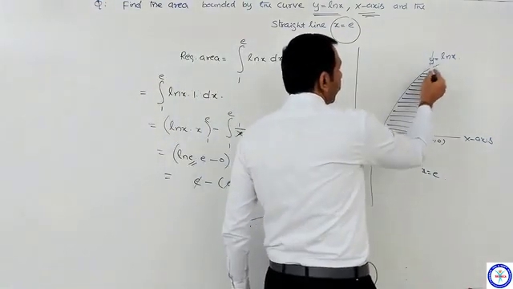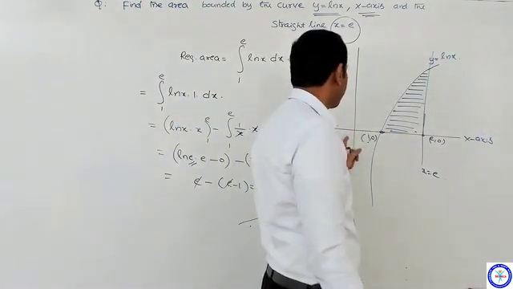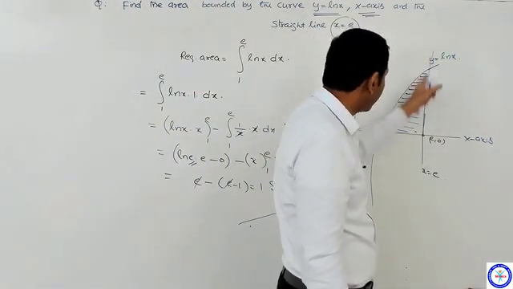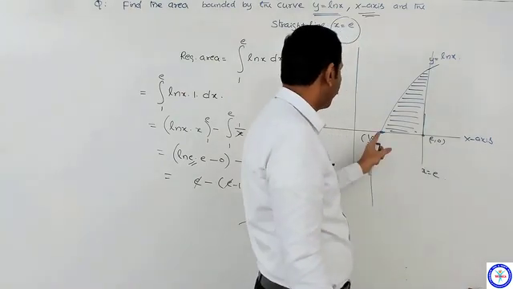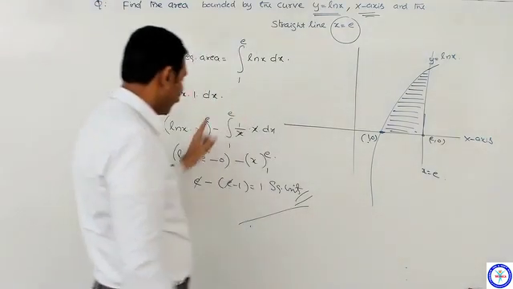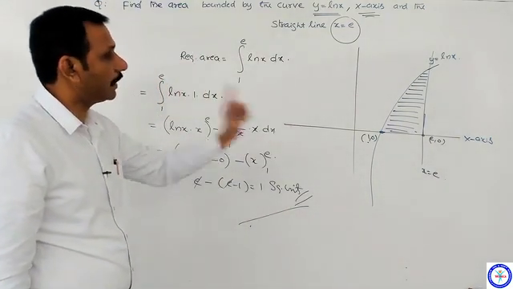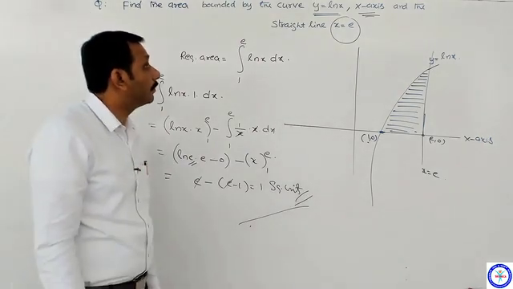Draw the graph of y equal to ln x. We need the area bounded by this with x axis with the line x equal to e. Therefore, straight away it is integral 1 to e ln x into dx. And integration of this one after simplification, 1 square unit will be the answer. Please take this one.